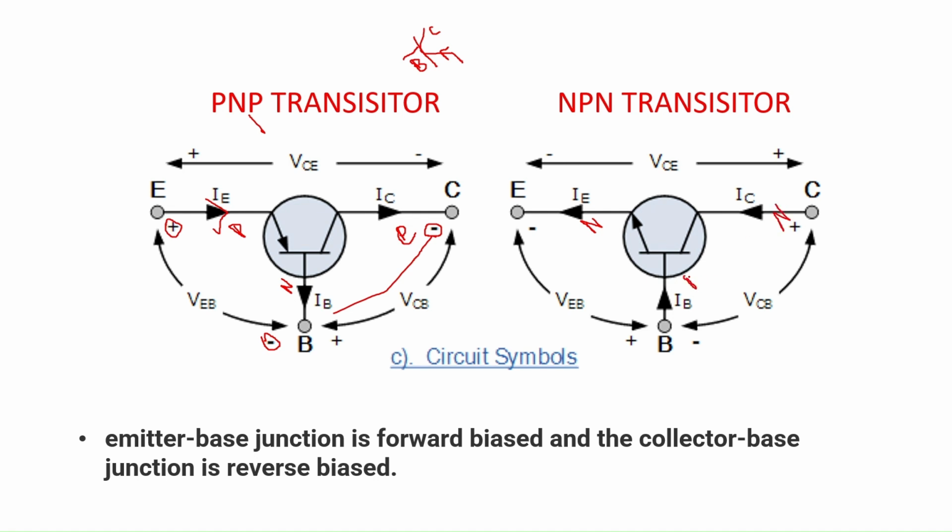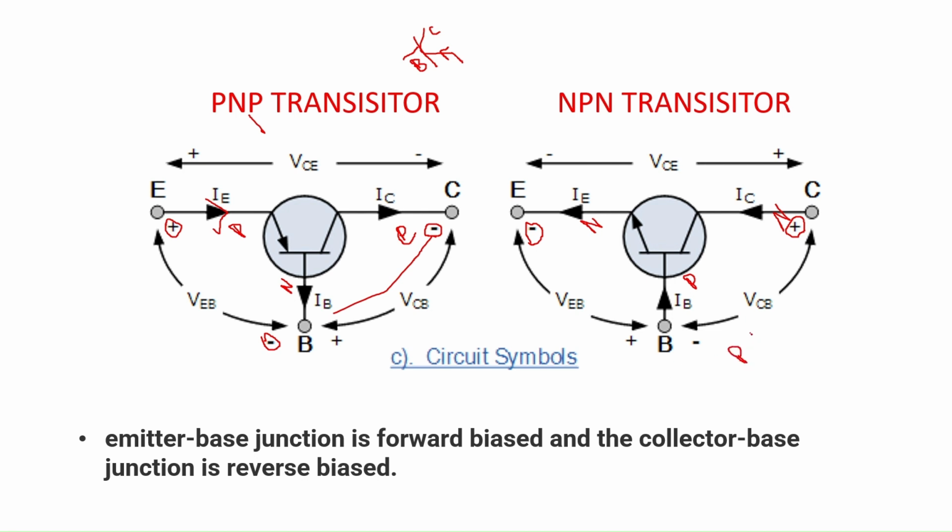For the emitter and base to be forward bias, the negative terminal is connected to the N type and the positive terminal is connected to the base junction. The collector is of N type. For the collector base junction to be reverse bias, the positive terminal is connected to the collector and the negative is connected to the base.